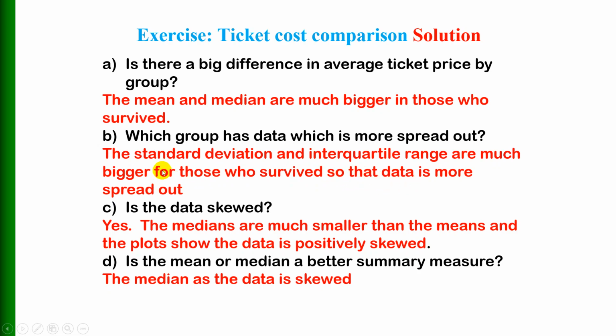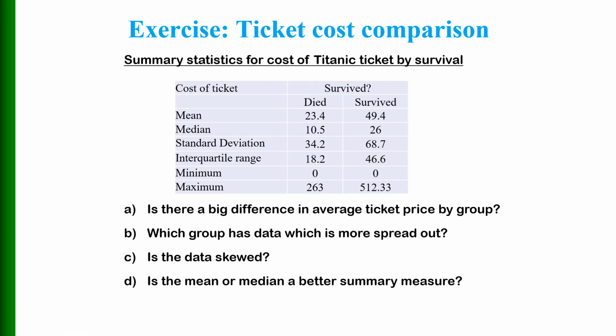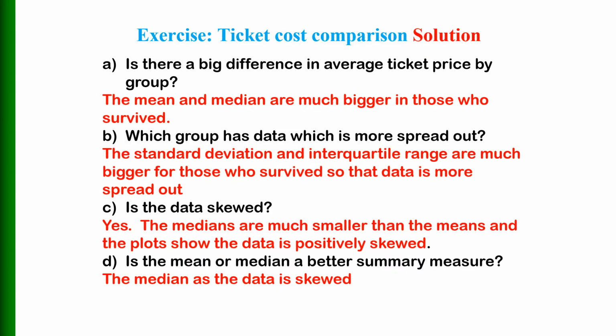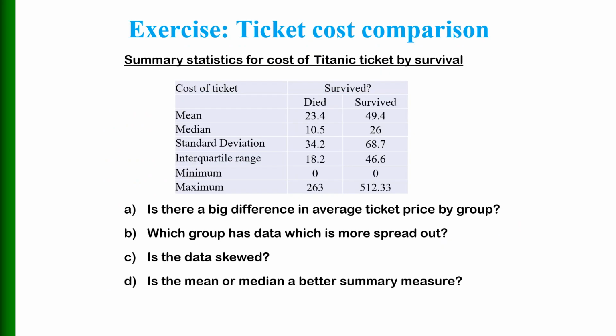So these are the questions, and these are the answers for the questions. The answers are given in red. Is the data skewed? Yes. The medians are much smaller than the means, and the plots show the data is positively skewed. Is the mean or median a better summary measure? The median, as the data is skewed. So you can just read these answers and use those answers for these questions.